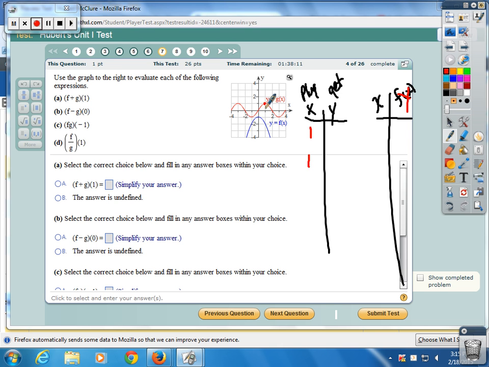What is the red dot? What is the y for the red dot? 1. Let me change this one to blue. X is equal to 1. What is y? And they're basically saying take y of f plus g of f at 1 and do what with it? What's negative 2 plus 1?